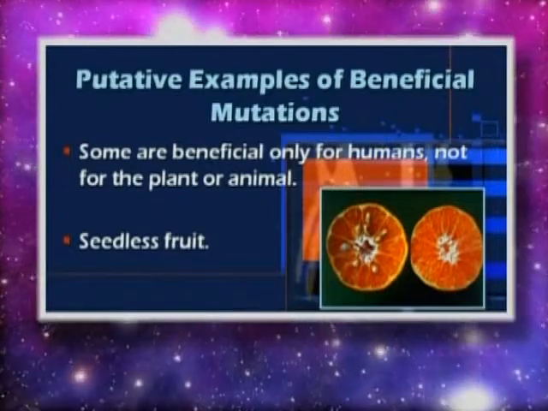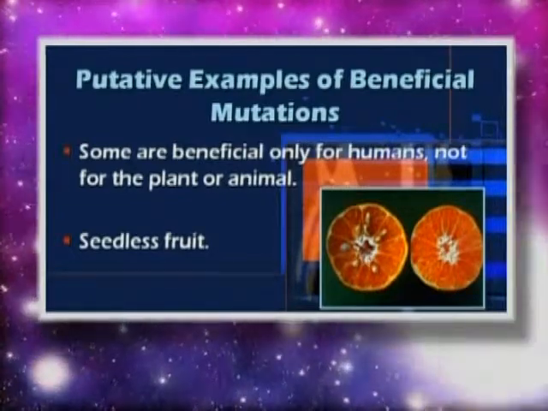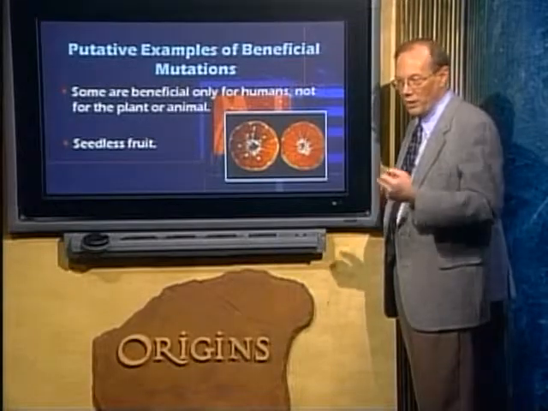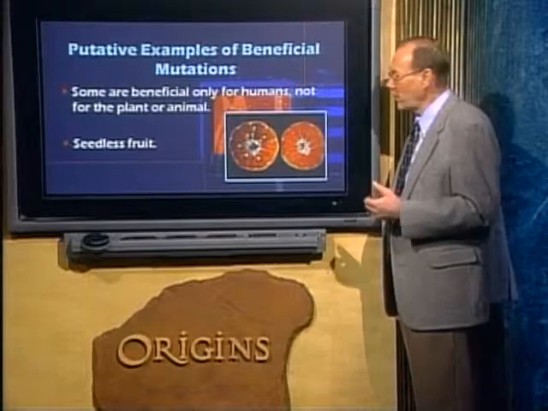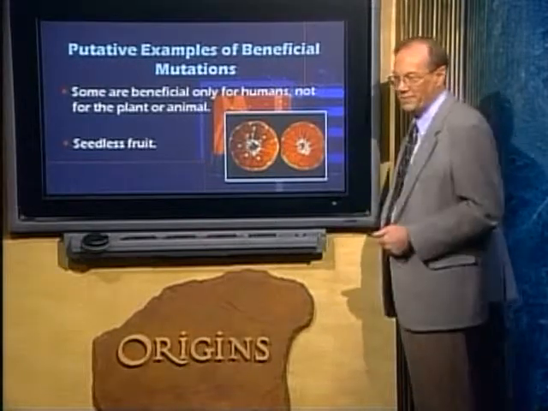And the best example is seedless fruit. That's a result of mutation, which is convenient for us. We can eat our watermelon without having to worry about seeds, or our grapefruit without having to worry about seeds. But it's certainly not beneficial for the, in this case, the plant. So even when we're talking about beneficial mutations, we have to say beneficial for whom?